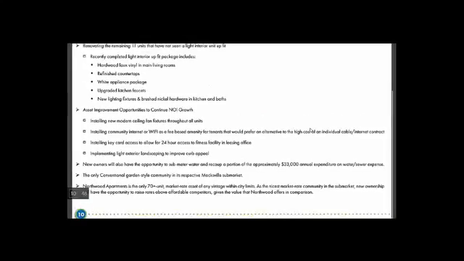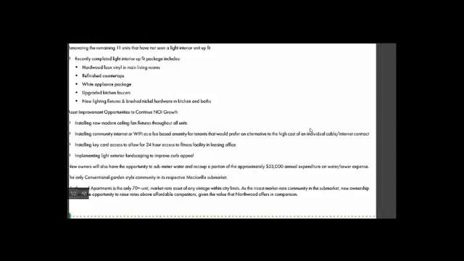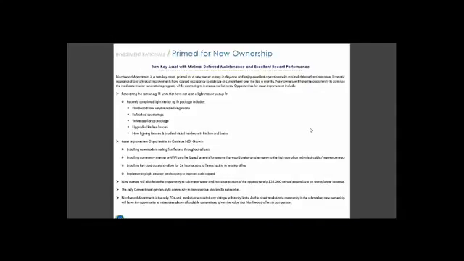Northwood Apartments is the only 70-plus unit market rate asset of any vintage within the city limits. As the nicest market rate community in the submarket, new ownership will have the opportunity to raise rates above affordable competitors, given the value that Northwood offers in comparison. I don't recommend that. You never want to be the highest guy in the market. Remember, when we talk about loss to lease, you've got the loss to lease, and then you have the gain to lease. When you go to move your rent up above market, you're now flirting with a gain to lease versus a loss to lease.